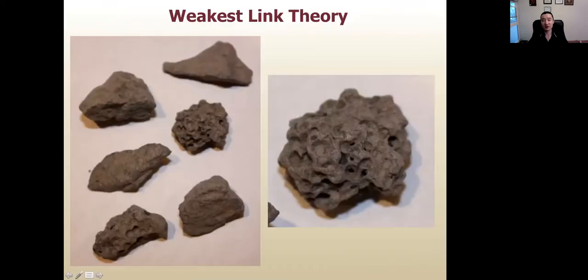And finally, remember the weakest link theory. The strength of concrete is controlled by the weakest link. Here shows some of our local aggregate, which is pretty porous. And we know the strength of porous aggregate will not be very high. So keep that in mind.